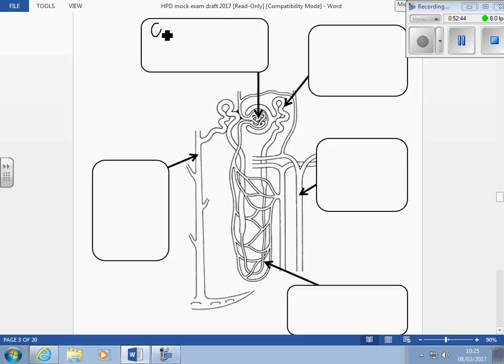And as far as function's concerned, what's the main process we've got here? I would just put ultrafiltration for now. You can add an explanation if you want to, but just putting that is really the main process. It's a good word. The next bit.